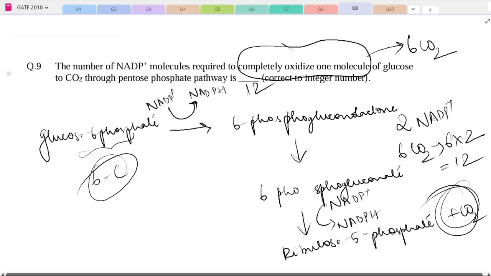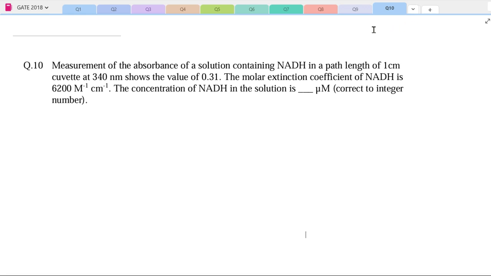So if you know this particular reaction and where NADP plus is consumed to give NADPH, then this is a pretty easy question to solve. And you have to be very careful with the words here. Moving on to the next question.